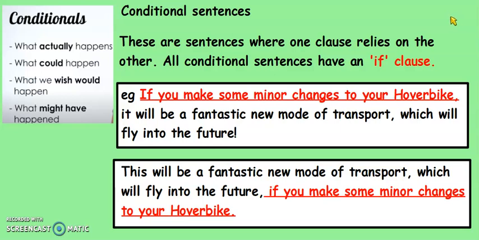Or, this will be a fantastic new mode of transport which will fly into the future if you make some minor changes to your hoverbike. So you can see how the if clause explains that something can happen if something else happens first. So it might be what we wish to happen or what might happen if we do something to change some of the aspects of the bike, and that's what you're going to suggest in your conclusion.